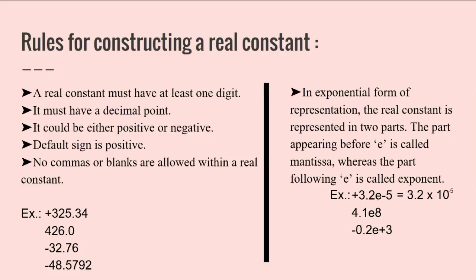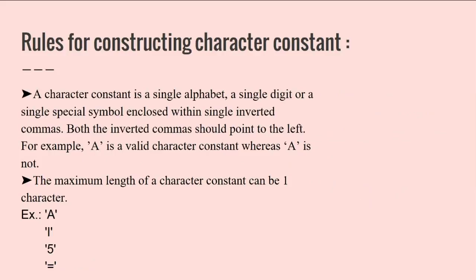So e is nothing but the exponent. Here the base is 10 for decimal numbers. Similarly, 4.1 e 8 means 4.1 into 10 power 8. Similarly again, minus 0.2 e plus 3 means minus 0.2 into 10 power 3. So what is it? 1, 2, 3. Is it minus 2000 or minus 200? 200, minus 200. Okay.